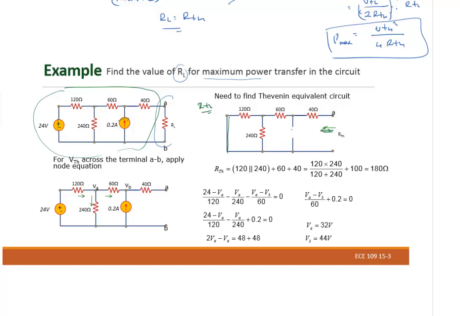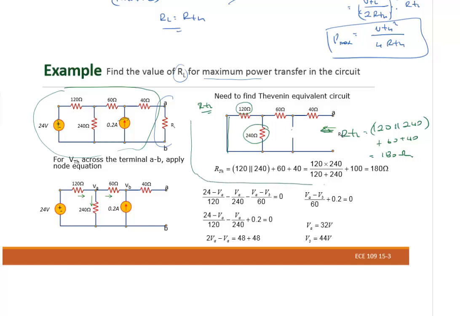When you look from this side to find RTH, you will see 120 parallel to 240. Then you're going to have some plus 60 plus 40 right there. The total will be equal, I believe, to 180 ohms.